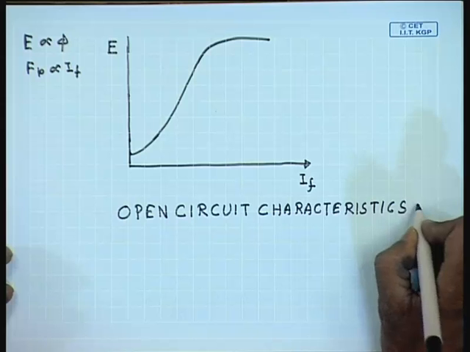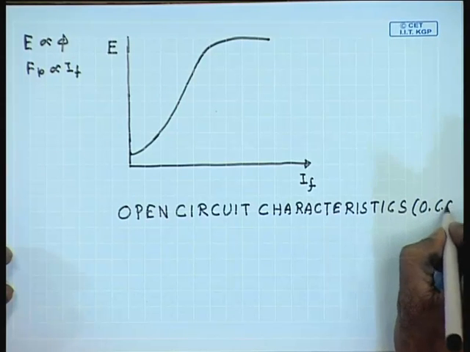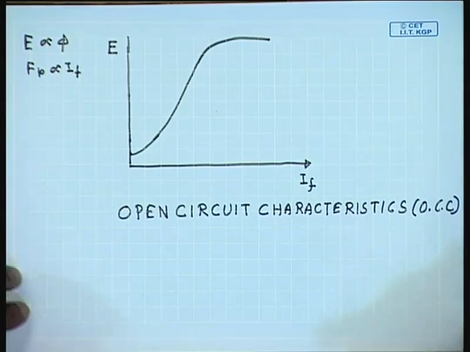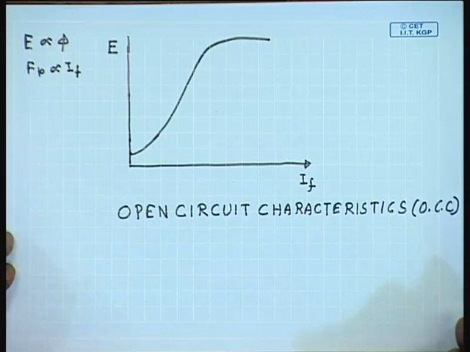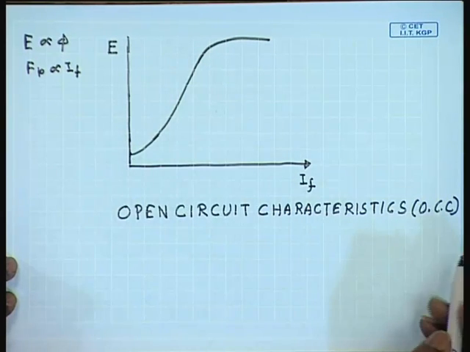Or O.C.C. in short. This is an important characteristic for every DC machine and can be obtained experimentally by exciting the field winding from a separate source, keeping the armature terminals open and operating the machine as a generator at constant speed. And if the induced voltage is plotted versus field current at constant speed, we obtain the O.C.C.